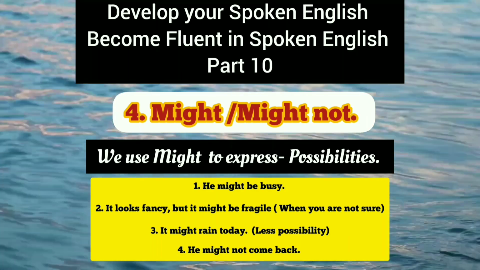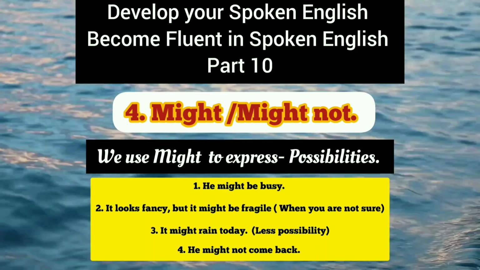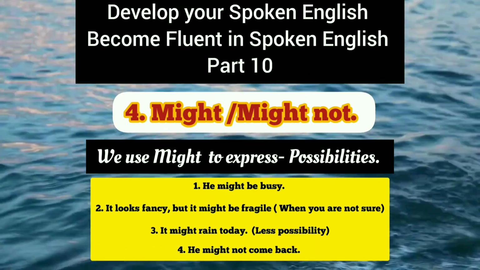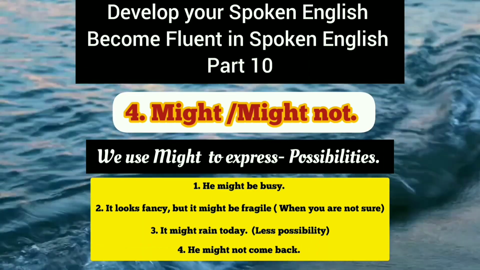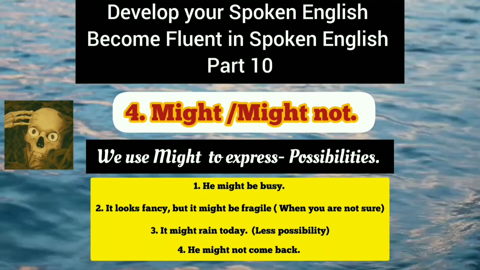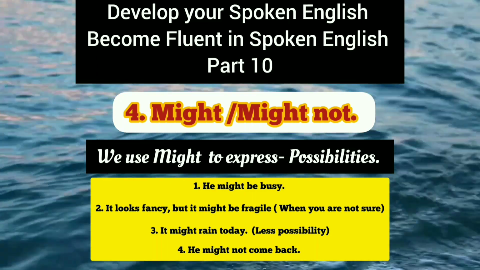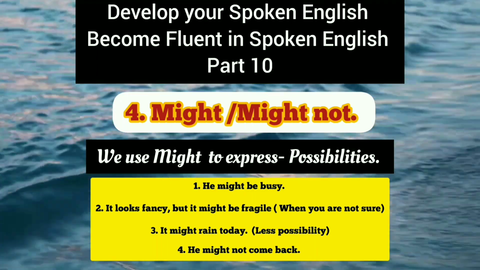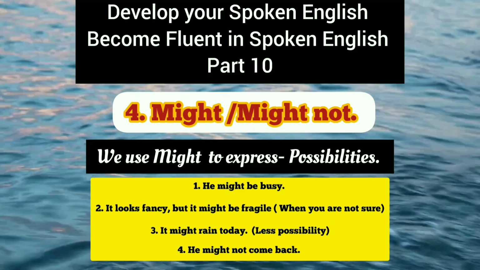So up next, let's see the next sentence. It looks fancy, but it might be fragile. That means when you are not sure about something, that time also you can use might. It's a kind of possibility, you are not sure. It looks fancy, but it might be fragile. So you are not sure about it, that time also you can use might.